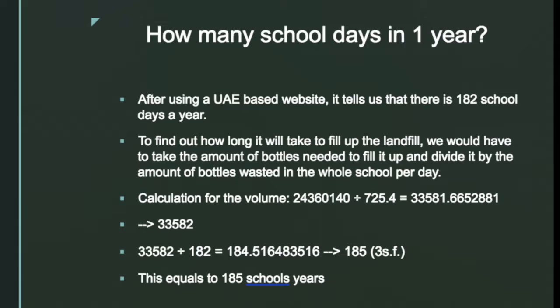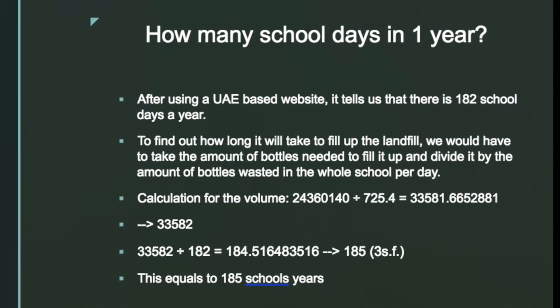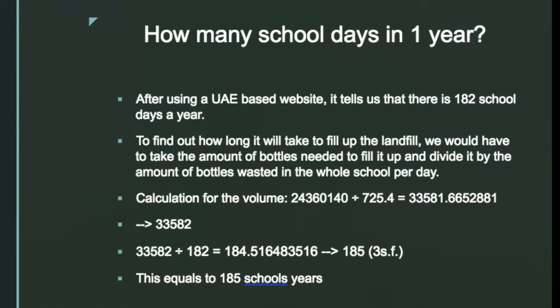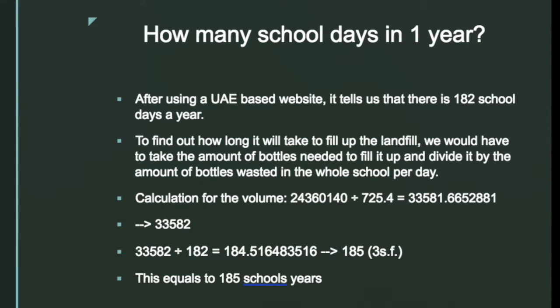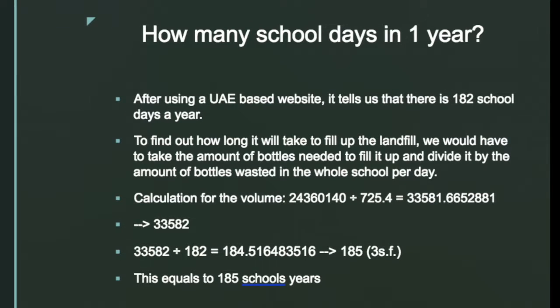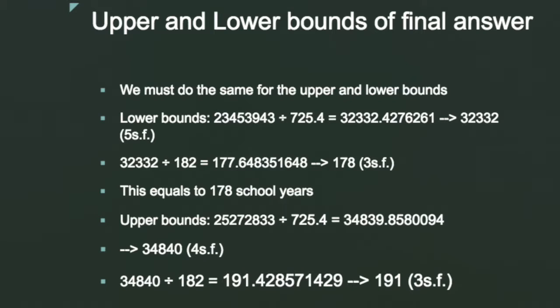We'd round that to 5 significant figures, which is 33,582. We then divide that by 182. We'd get 184.5 and a lot of decimals. We then round it to 3 significant figures, which is 185. This means that it would take 185 school years to fill up the landfill. We now have to do the same for the upper and lower bounds.